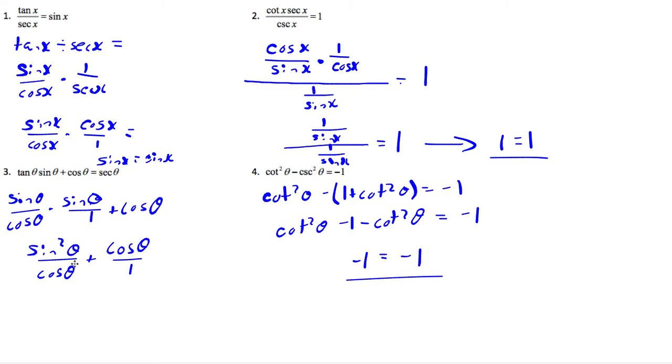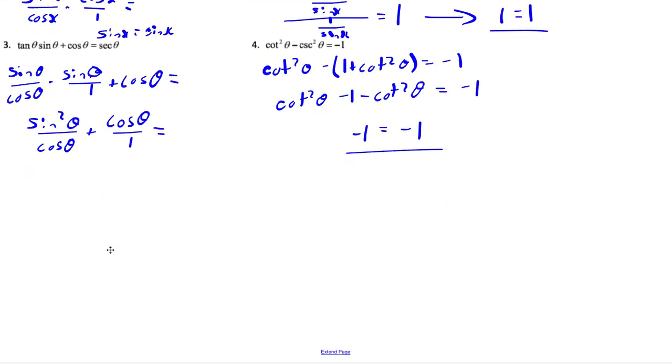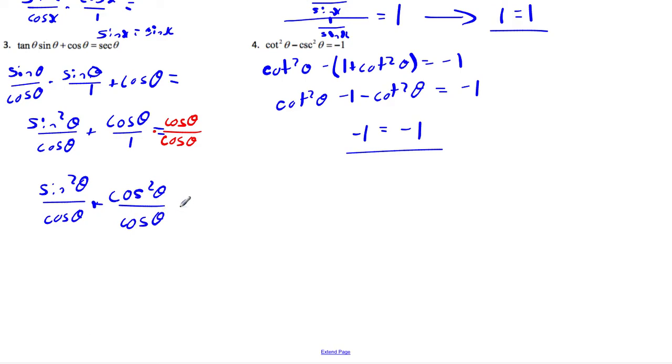I'm adding, so I can't cancel these out. You know, it's not going to make sense. I can't cross-reduce because I'm not multiplying here. So I'm adding fractions. So when I add fractions, what I need to do is I need to multiply to get a common denominator. So I multiply by cosine theta over cosine theta. So I get sine squared of theta over cosine of theta plus, that's a plus, cosine squared of theta over cosine of theta.